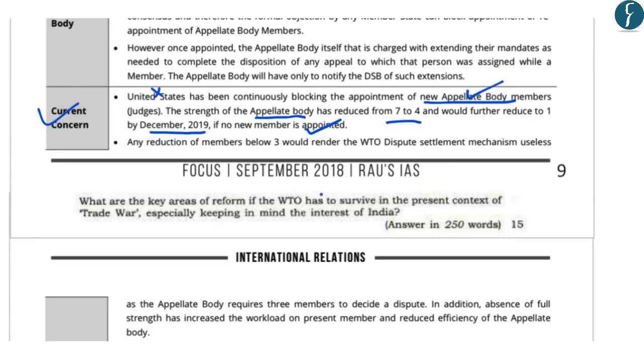Now, the question in the exam asked about the WTO's survival in the present context. So the current concern with regard to survival is that any reduction of members below 3 would render the WTO's dispute settlement mechanism useless. This is because the appellate body requires 3 members to decide on a dispute. And apart from this, the absence of full strength has increased the workload on the present members and has reduced the efficiency of the appellate body.